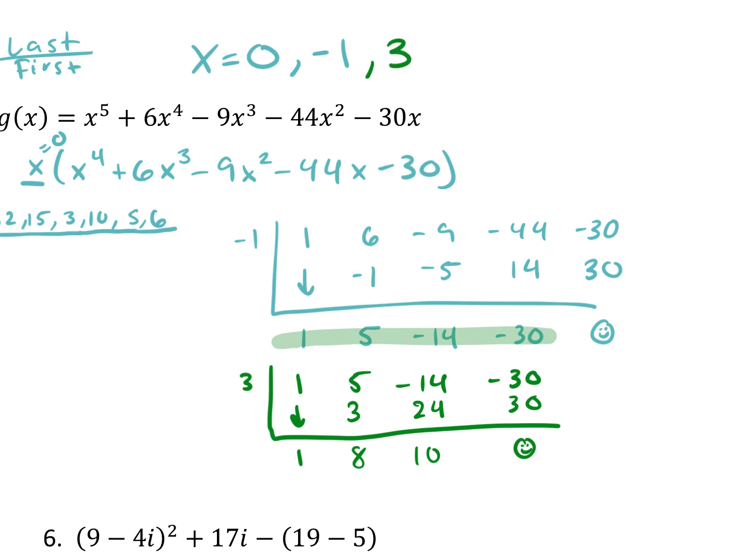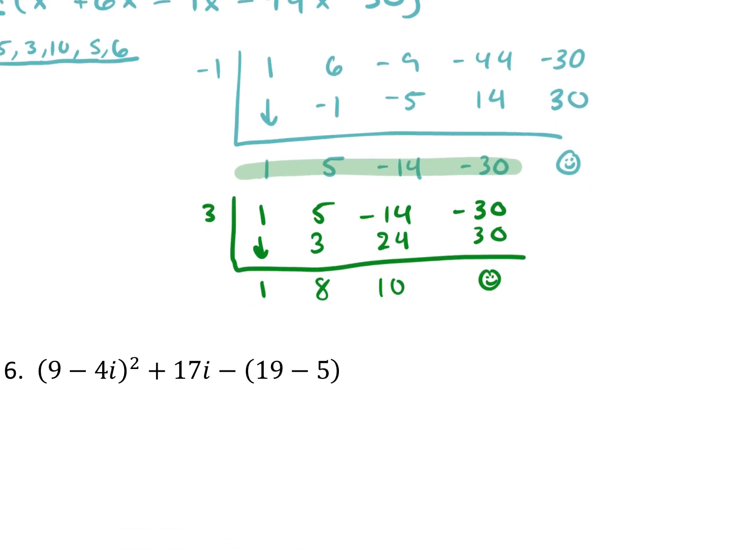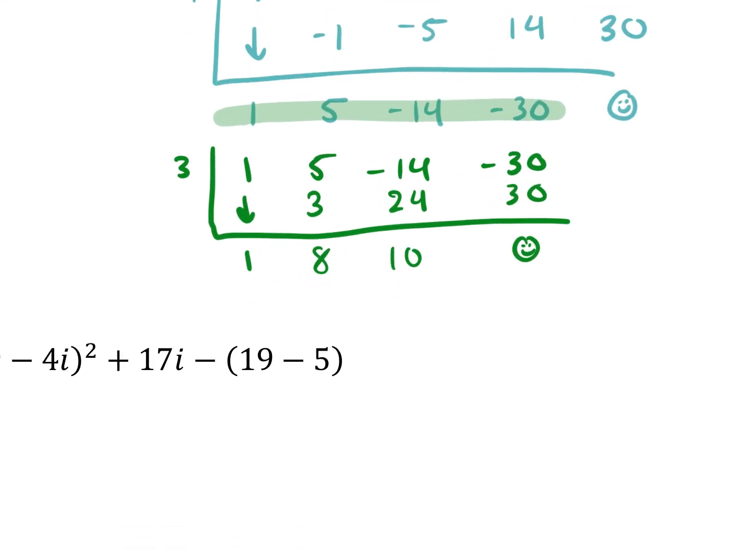How many zeros do we have left to find? 2. Once you only have 2 left to find, just factor this. So we have 1x squared plus 8x plus 10. Do we have 2 factors of 10 that add to 8?